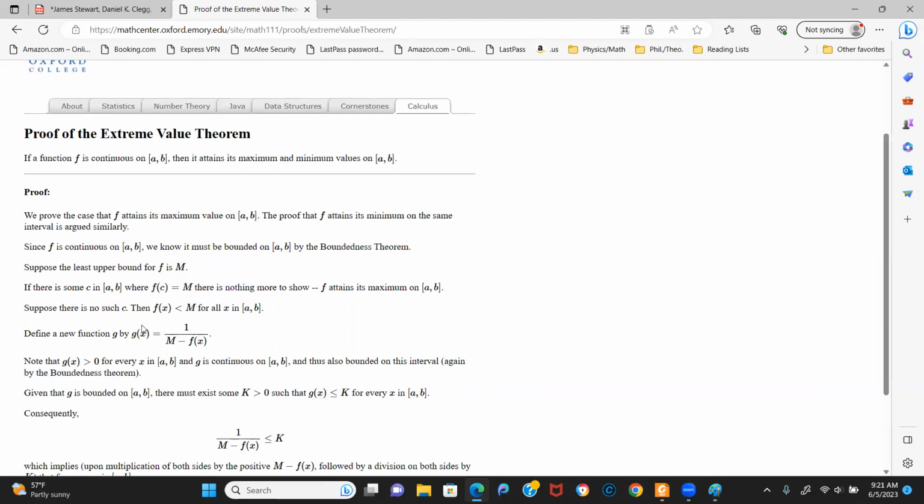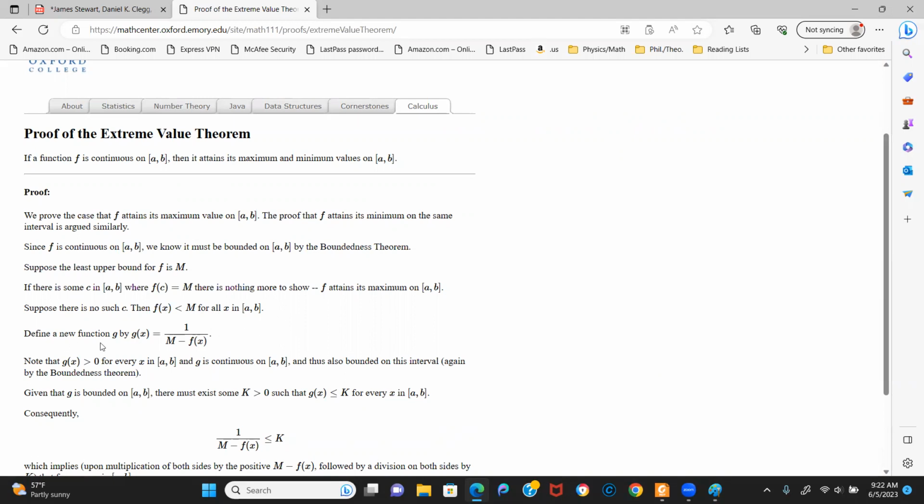So here's how the proof goes. Assume that it doesn't happen. Assume by contradiction. Suppose there is no C in the interval A to B such that f of C equals M. But f of C is less than or equal to M, so we know that f of x has to be strictly less than M, because it can't equal it. We're assuming the opposite, but it definitely has to be smaller than it because M is an upper bound. In fact, it's going to be the least upper bound, which is going to be important.